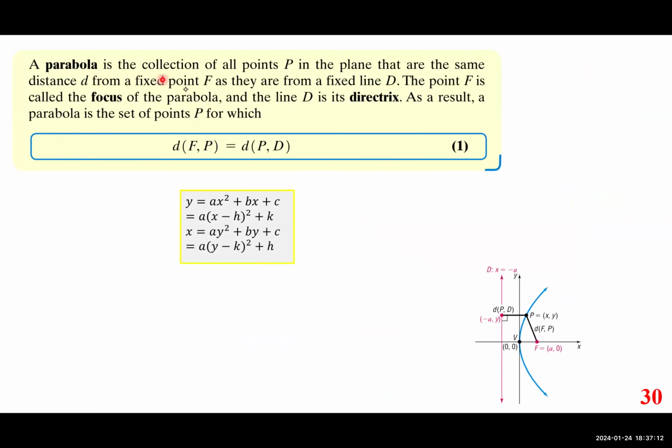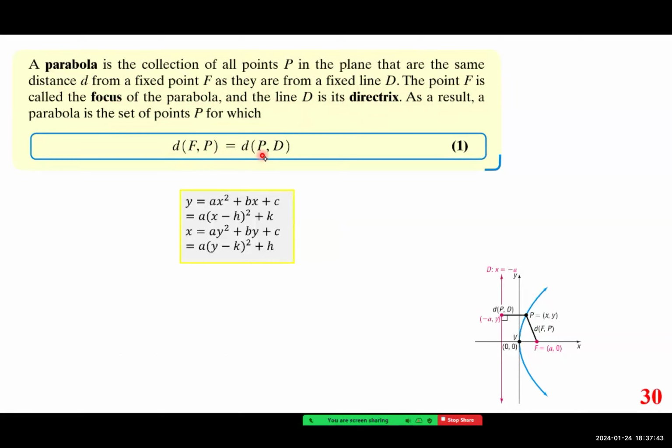A parabola is defined as the collection of all points P in the plane that are the same distance d from a fixed point F as they are from a fixed line D. The point F is called the focus of the parabola and the line D is its directrix. As a result, a parabola is the set of points P for which the distance F comma P is the same as the distance P comma D.